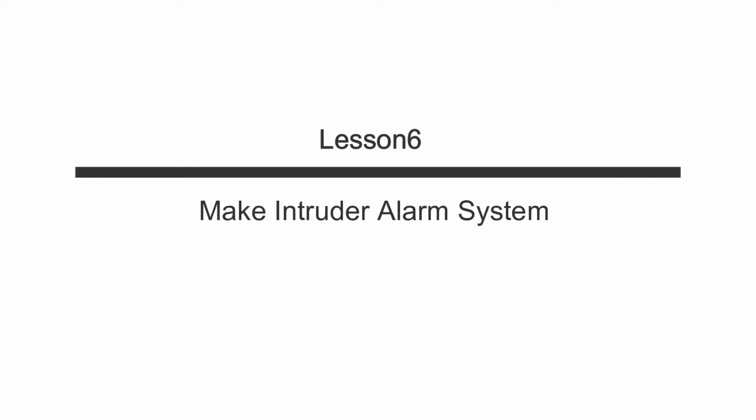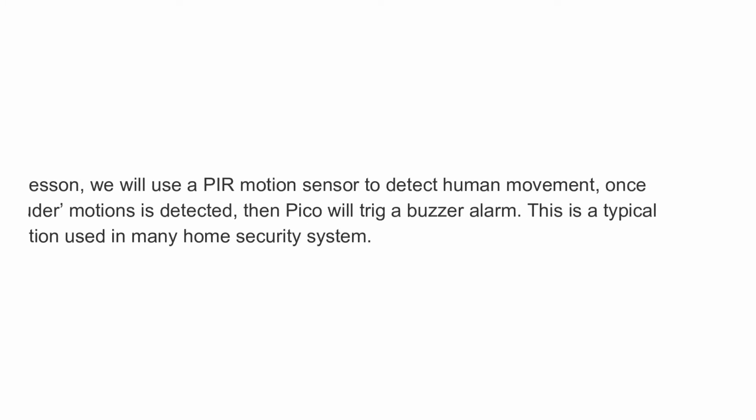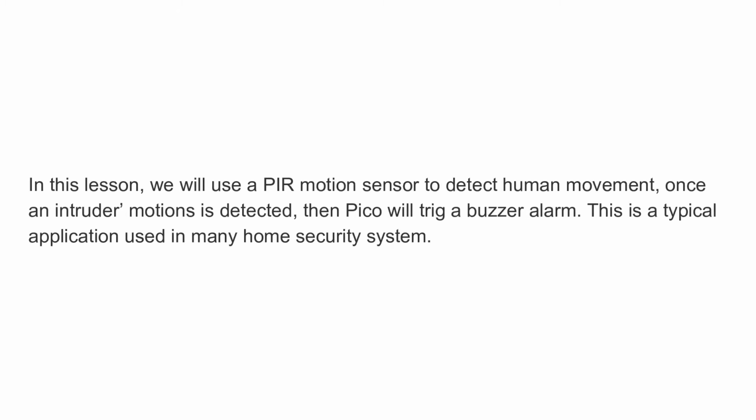Lesson 6, Make Intruder Alarm System. In this lesson, we will use a motion sensor to detect human movement. Once an intruder's motion is detected, then Pico will trigger a buzzer alarm. This is a typical application used in many home security systems.